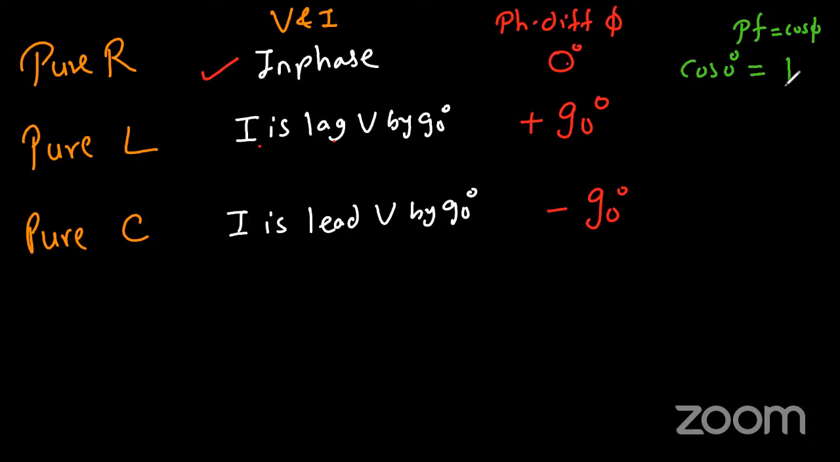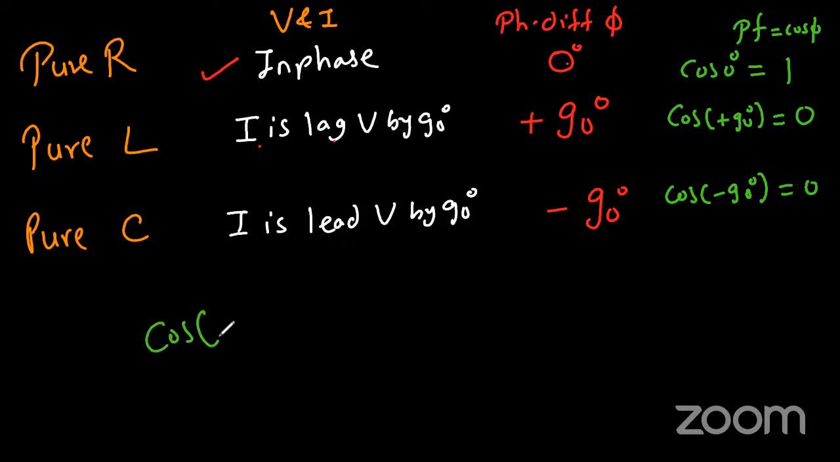9th में देखा था, 10th में trigonometric table. So cos 0 is 1. Then cos plus 90 is how much? Cos plus 90 is 0. And cos minus 90, how much? Answer is also 0. See, cos does not have any effect of a negative.